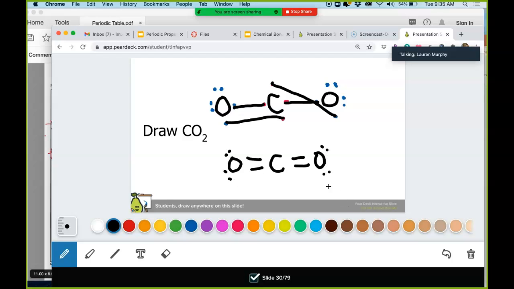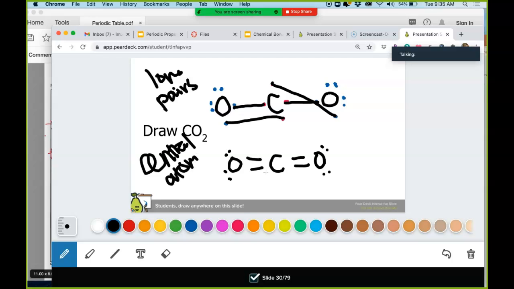All right? What is important is the number of lone pairs on the central atom only right now. So there are none. There are no lone pairs on the central atom. Okay? If there are no lone pairs on the central atom, what does this look like to you? Hopefully it looks like a straight line. So this is called linear.